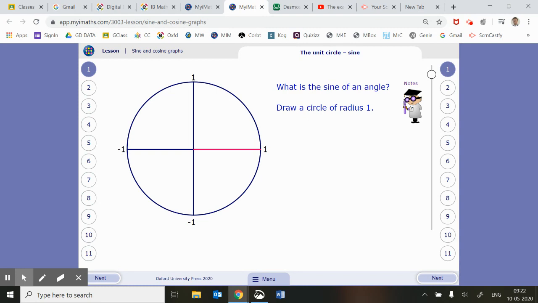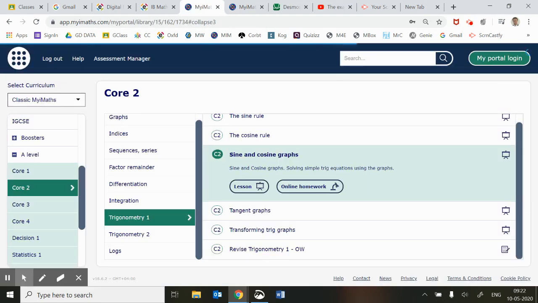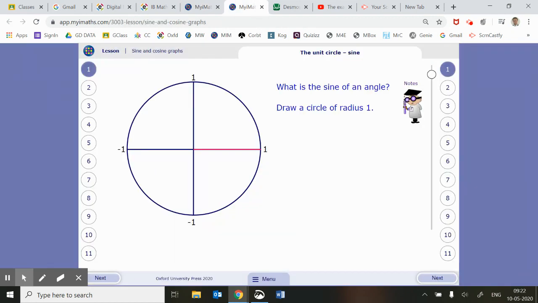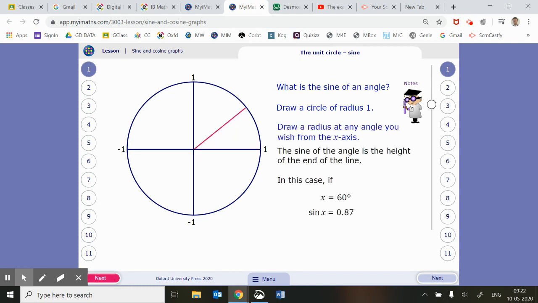And if you go to the library function, I went to core 2 and I went to trigonometry, you can see there's a lesson on the sine graph and the cosine graph and the tangent graph as well. So for the sine graph, you can see they've got the unit circle set up here, and you can click through at the bottom to do your next. And it says, well, what's sine of this angle here? Sine is the opposite over your hypotenuse, or the opposite has a height of 0.87, and we have a length of 1, so it gives us 0.87 in that case.